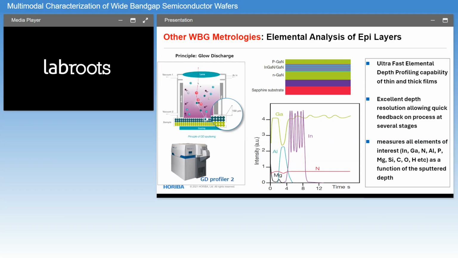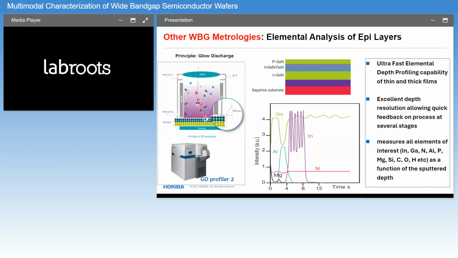And next, I'll talk about our GD Profiler 2, which is a glow discharge technique. It's a sputtering technique where basically the material is sputtered off the wafer, and in the resulting plasma, we can look at it. It's an elemental analysis technique, and it's very relevant for things like LEDs. This was very popular around when LEDs were growing strongly, because device performance properties rely on materials lying where they need to be in the epitaxial stack, right?